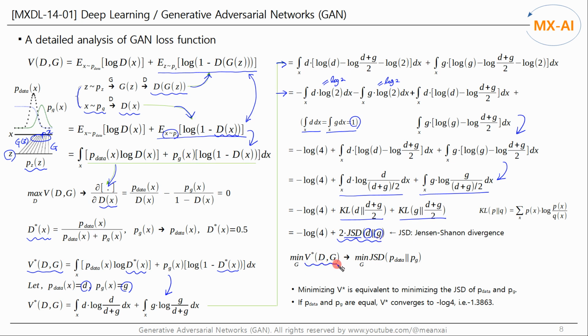Minimizing V star is equivalent to minimizing the JSD of P data and PG. If P data and PG are equal, V star converges to negative log 4, i.e. negative 1.3863. Therefore, as the GAN model learns better, the loss V converges to negative 1.3863.